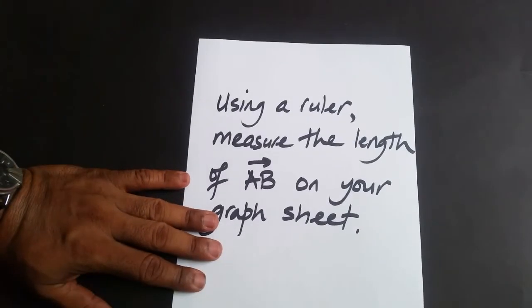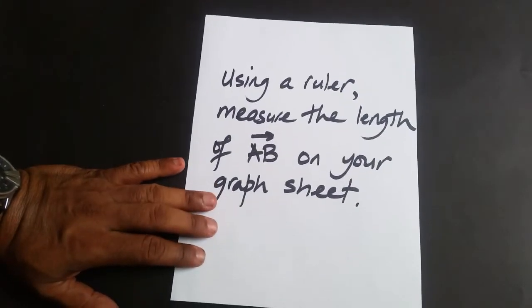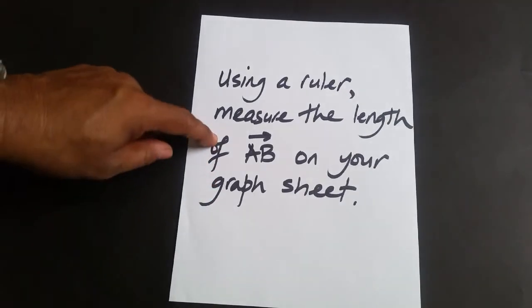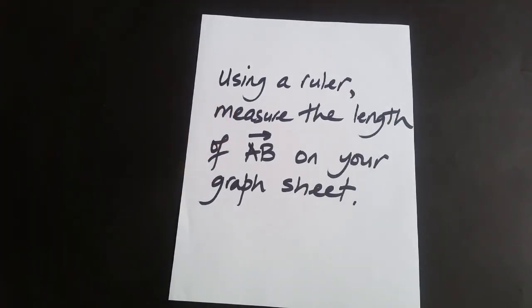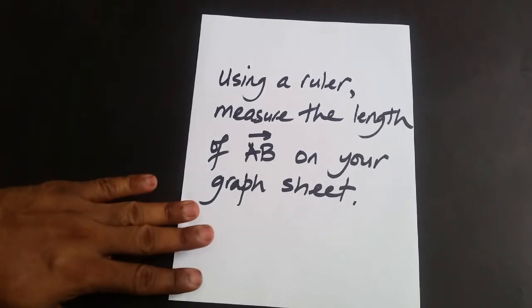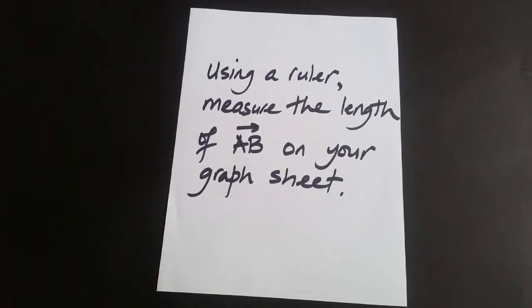Now, you should have drawn that vector on your graph sheet. So you're going to now pause the video and do this. Use a ruler and measure the length of AB on your graph sheet and tell me what you get for that answer. So you have to follow the instructions there. Using a ruler, measure the length of AB on your graph sheet and then tell me what you notice.